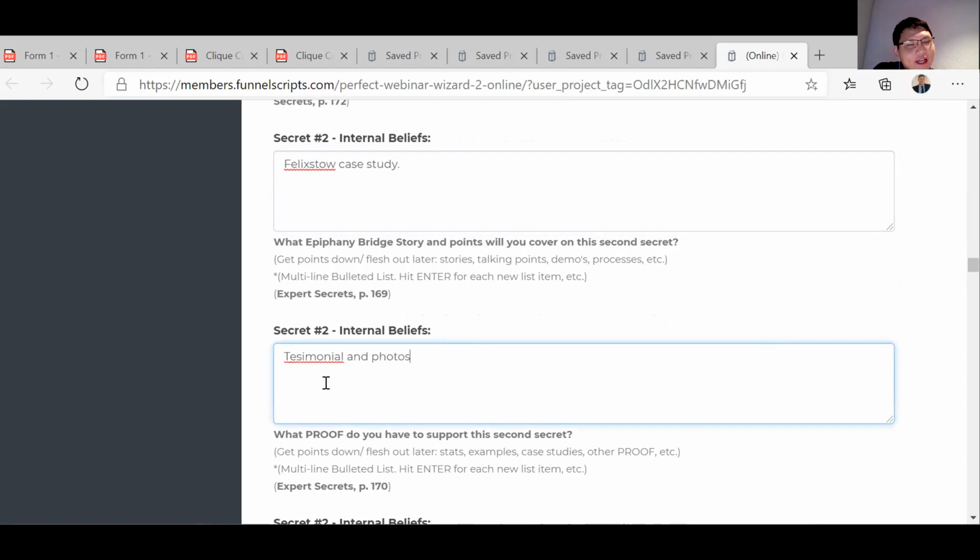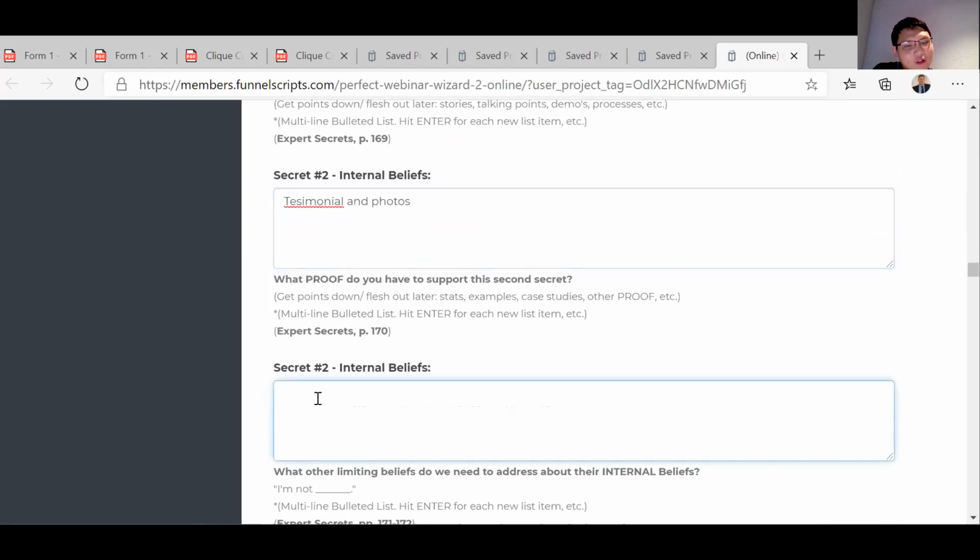So basically, just go back to the personal bridge script and go through that process again, but with a different story to help them break down that belief. What other limiting belief might they have? Could it be money? Maybe they believe vendor paid advertising is too expensive.